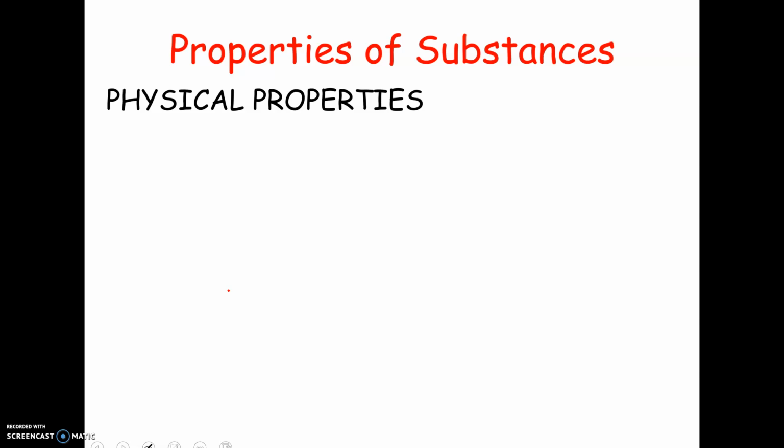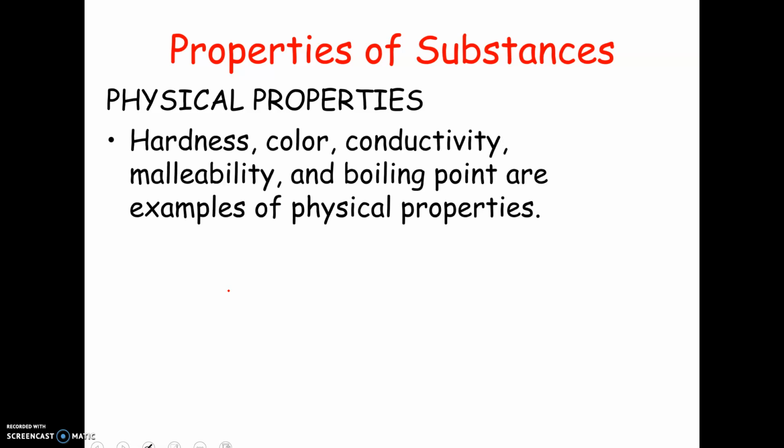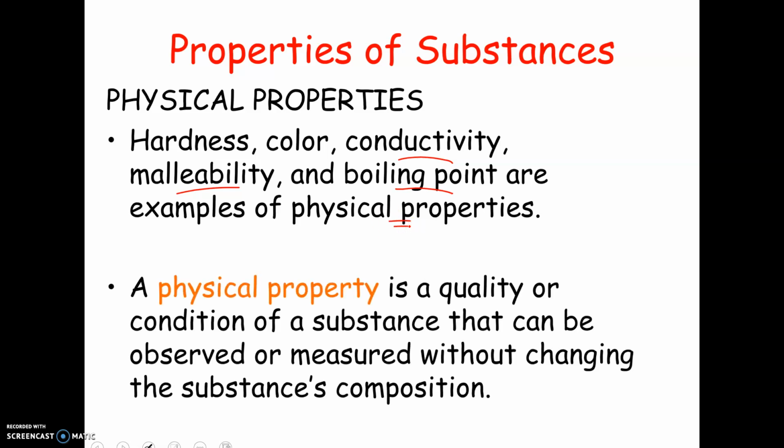All right, physical properties are properties that we can observe without changing it into something else. So this would be things like hardness, color, whether it conducts electricity. Malleable means sort of how flexible it is. Its boiling point, remember that is specific. Those are physical. So they're a quality or condition that can be observed or measured without changing the substance into something new. Even if I boil water or I melt ice, I just go from solid water to liquid water to gaseous water, it's still H2O. When I boil water, it doesn't break into H and O.